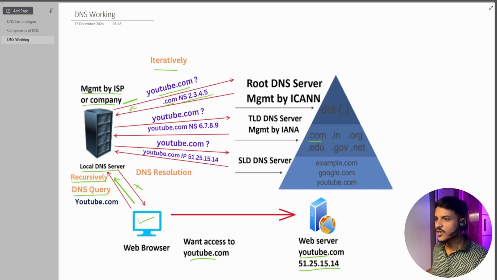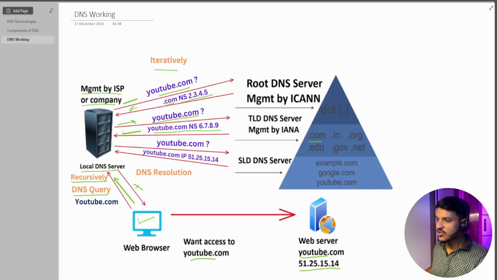This .com comes under the TLD. So it will make a request to the TLD, saying, hey, do you know where youtube.com is and what's the IP for it? The TLD will say, I don't know the actual IP address for youtube.com, but I know the name server value for youtube.com, which is 6.7.8.9. This goes to our local DNS server, which now knows youtube.com has a name server value of 6.7.8.9, and that youtube.com comes under the second level domain.